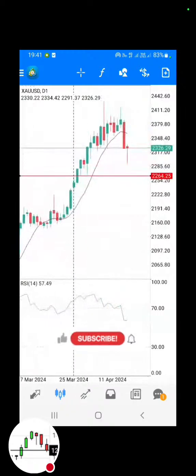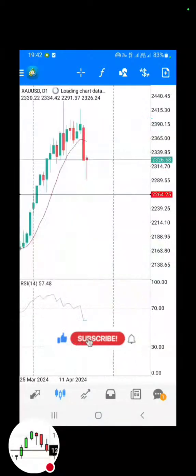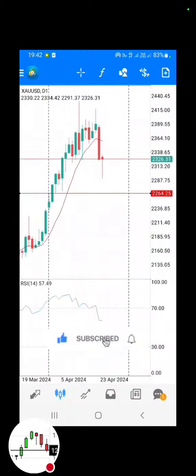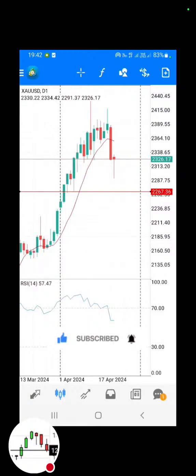And this is a very good structure. We did pull back a little bit. I think we will try to pull back to this level. This level could be a potential target right now. So we need to pull back more.